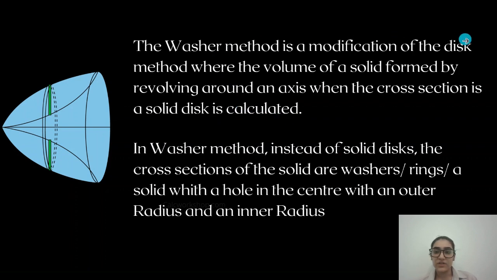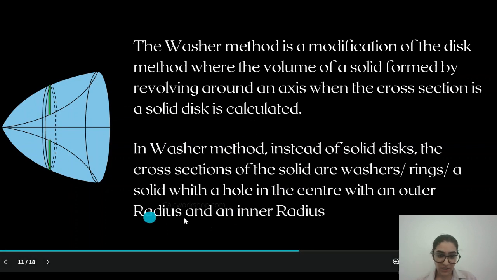So we know the disk method, where we calculate the volume of a solid by revolving it along an axis, when the cross section is a solid disk. Now here we had a solid disk, but in the washer method, instead of a solid disk, the cross sections of the solid are washers, rings, or a solid with a hole in the center, with an outer radius and an inner radius.